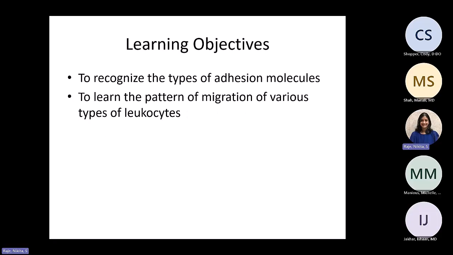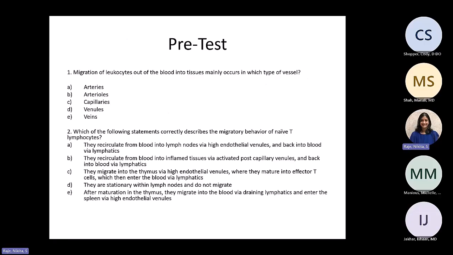And today's learning objectives are to recognize the types of adhesion molecules and to learn the pattern of migration of various types of leukocytes. Couple of questions here, we'll come back to these at the end. Migration of leukocytes out of the blood into the tissues mainly occurs in which type of vessel? And which of the following statements correctly describes the migratory behavior of naive T lymphocytes?